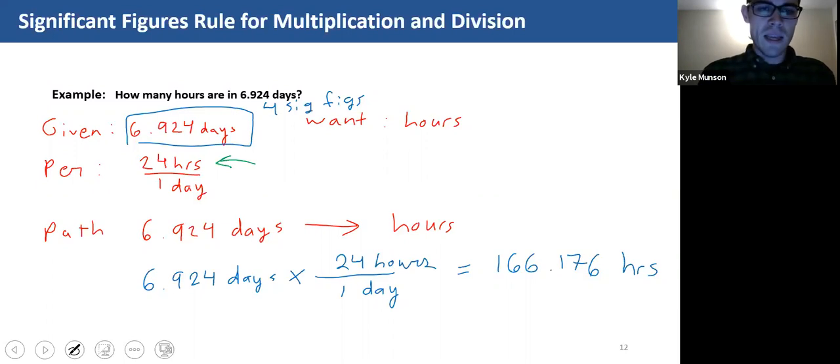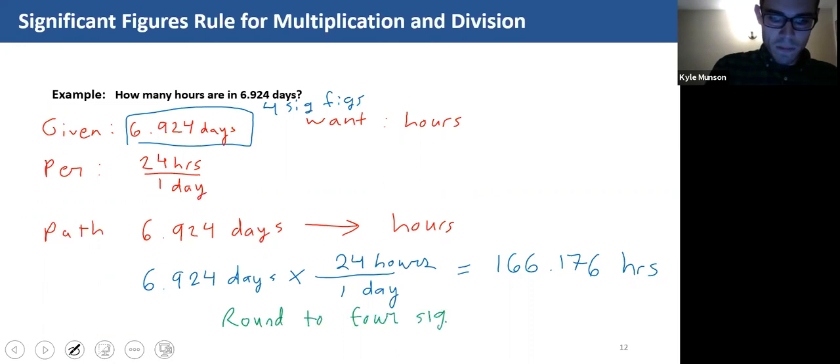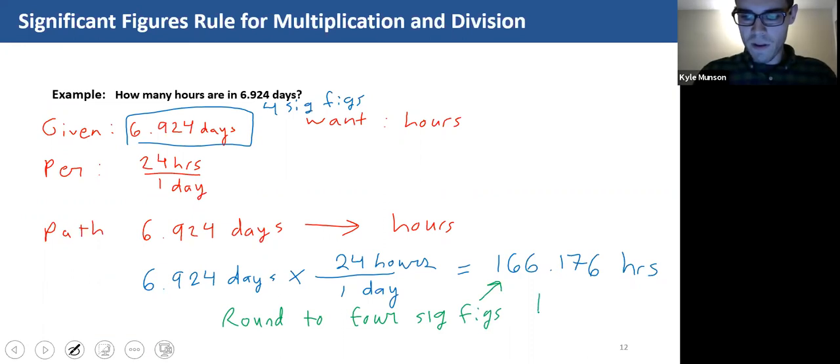So don't get confused there. It's not going to have 2 significant figures because of the 24 hours in a day. That's a number fixed by definition. It's only limited by the amount of significant figures in the 6.924 days. So hopefully that makes sense. So this needs to have 4 significant figures. So round to 4 sig figs. So this is going to be 166.2 hours, which is the answer I wrote to begin with, okay? Which I was skipping a step there in explanation.